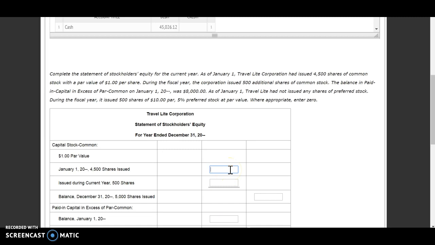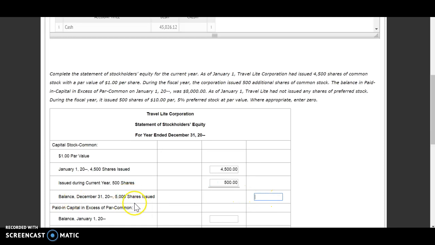First thing, it says that on January 1st, we have 4,500 shares that were issued. So we need to look here. Our par value of those shares is $1 per share. So we're simply going to take $1 times our 4,500 shares, which gives us $4,500. Next, it says issued during the current year is 500 shares. Again, $1 par value times those 500 shares would give us $500.